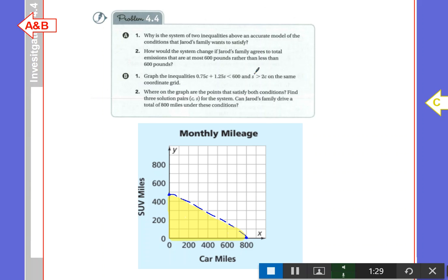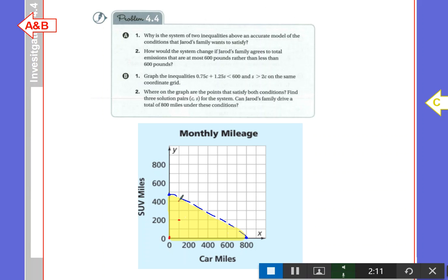We have S is greater than 2C. So in this case, if S is 0, then to create my boundary line, C would be 0. This is a direct relationship or a proportional relationship where the constant of proportionality is 2. So that means if I went 100 miles in my car, my SUV would have gone 200 miles, because 2 times 100 is 200. Oh, so it's just up 2 over 1.